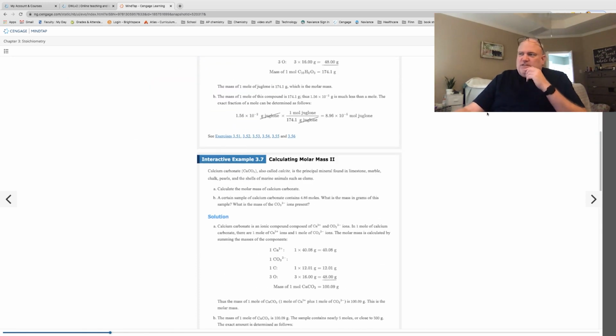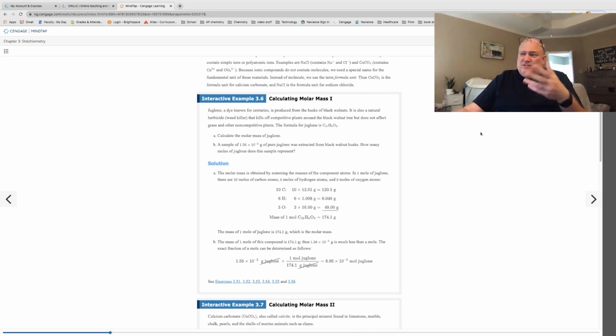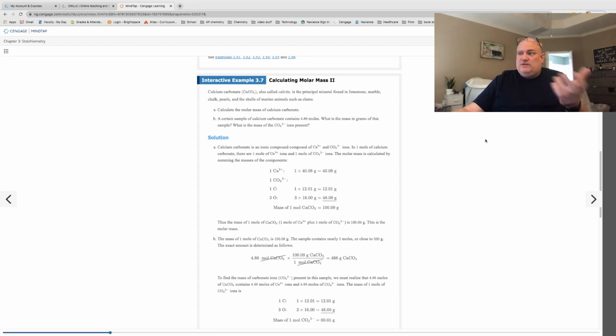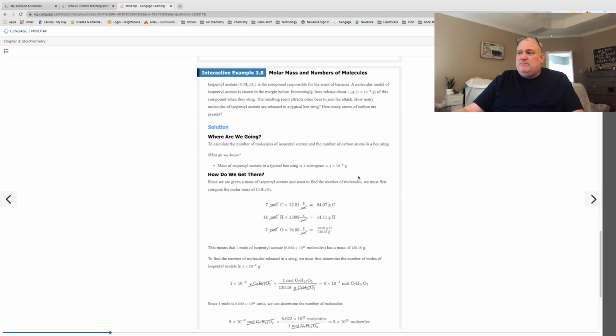Now, if you take a look at the interactive examples right below, they're just kind of doing this again. So you might want to just look through it and see that you feel comfortable doing that, and then go to the next example. Again, they're giving you different things that you're adding up together to get the molar masses. But let's camp just briefly with molar mass and molecules. And I'm going to say this to you here.